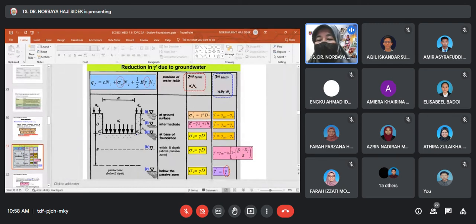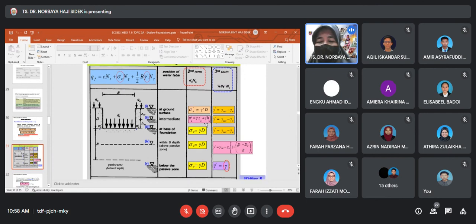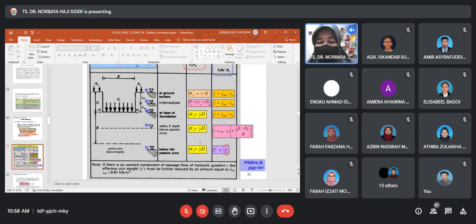So here, dia ada equation dekat sini. Okay. Sigma dash naught equal to gamma D. Inilah yang saya beritahu ni. Inilah yang akan kita lihat dalam example nanti. Saya akan bagi example satu persatu keadaan ini. So nanti you all akan tengok juga what's the meaning of if there is an upward component of seepage flow of a hydraulic gradient I, the effective unit weight gamma dash must be further reduced.